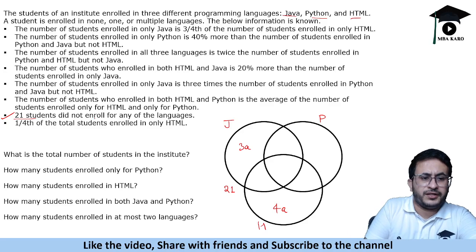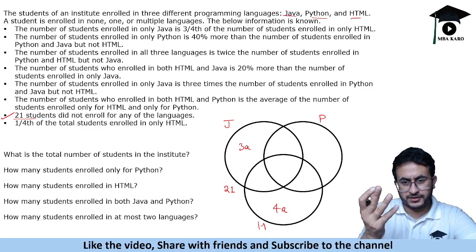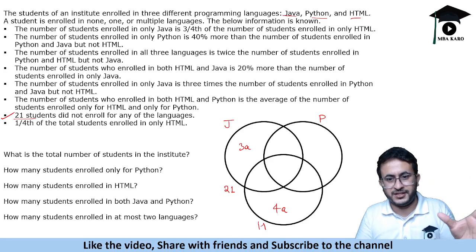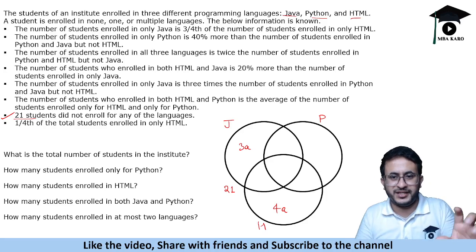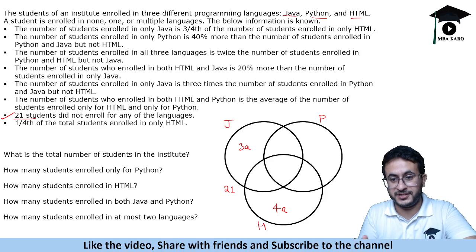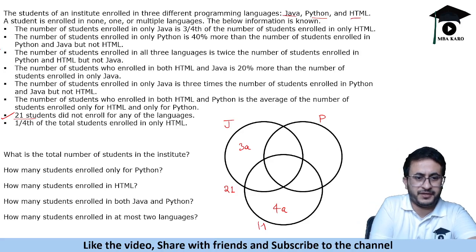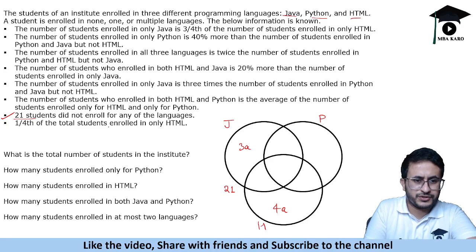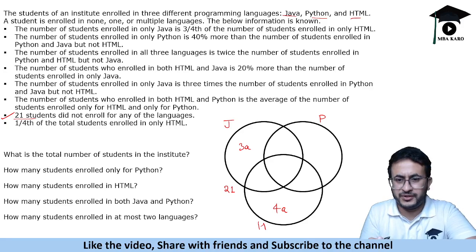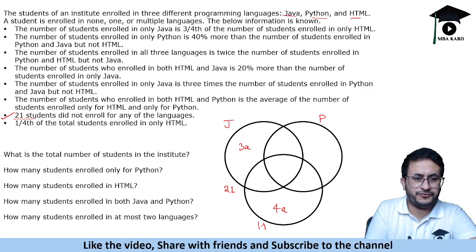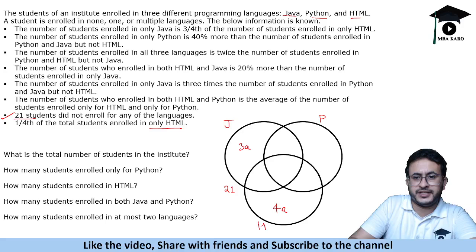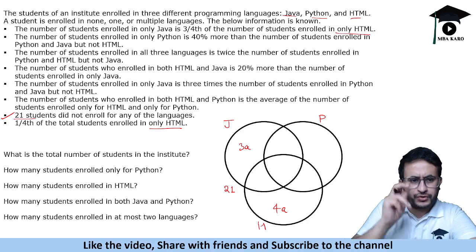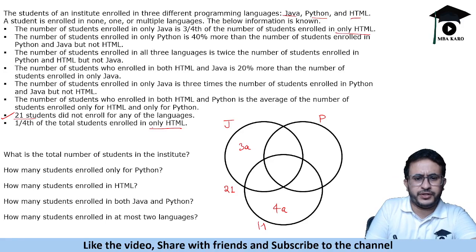Okay, now if you look at the last statement, because you have this vision, you should be able to see the statements. If you develop this ability, that's great. Instead of reading one by one, since we read this statement, your vision must have gone to this particular line. The last line must have been visible to you: 1/4 of the total students enrolled only HTML. So only HTML has been described 2 times.